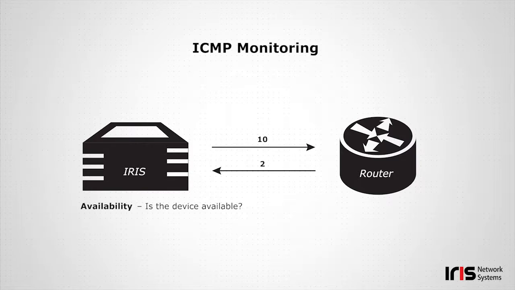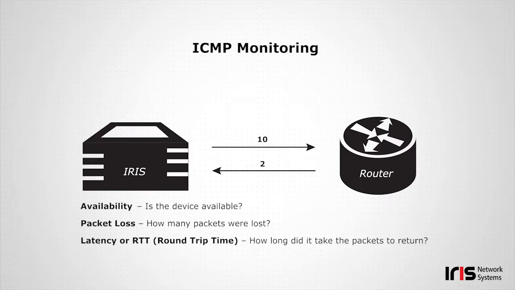We sent 10 packets and 2 came back. We are able to determine that the device is alive, barely alive, but hanging in there. So we can say that the device is technically available. We can also tell that 8 of the packets did not make it. Of the 2 packets that made it, they took an average of 150 milliseconds to come back. This directly translates into the following graphs: availability, packet loss, and latency.